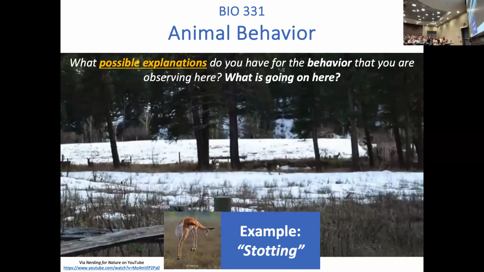So it could be a signal to the other deer. There's two deer here. This one doesn't seem to be that bothered. This one's jumping around. So maybe if this one's jumping around, it will alert this one that there is a danger nearby. Other thoughts?